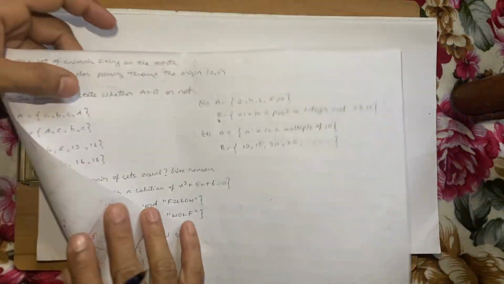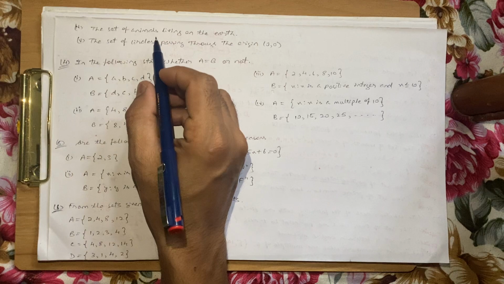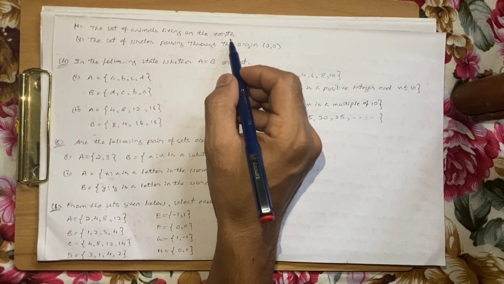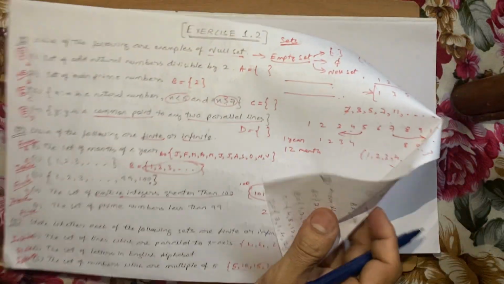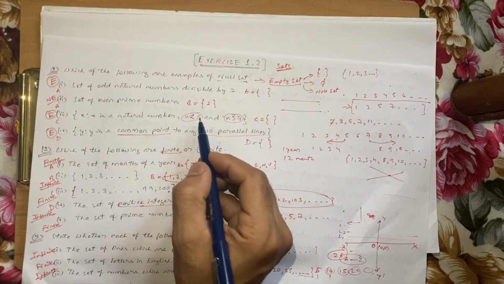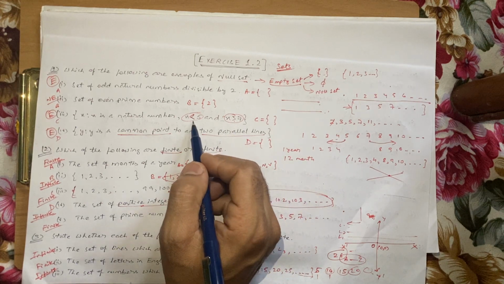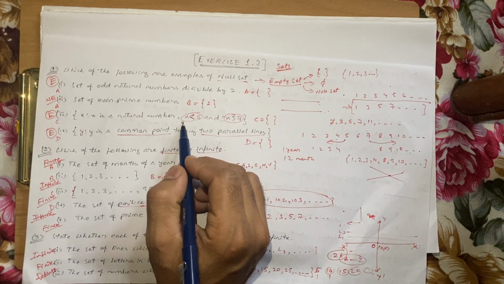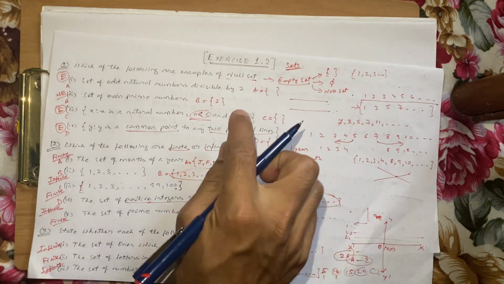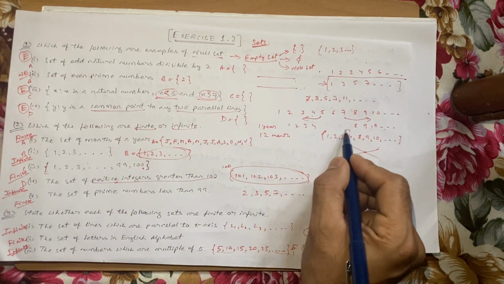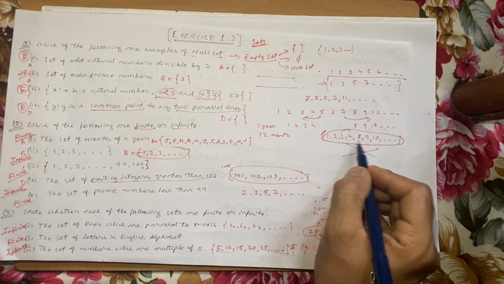Let's move on to the next question here. The set of animals living on the earth. Now this is a bit confusing. X is less than 5 and x is greater than 7, but this is what? An empty set. Why? Because we need to consider both these conditions at the same time, okay? Otherwise you will get a wrong answer like this, okay? This is a wrong answer.